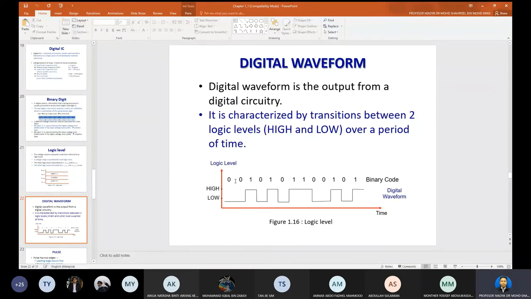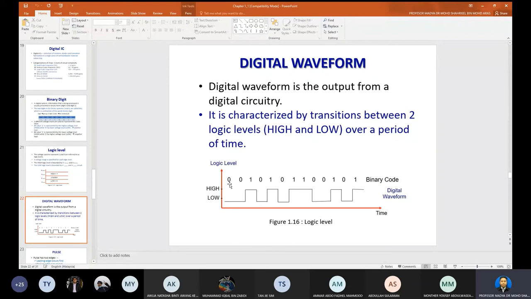Some digital waveforms we can draw like this, in series. For example, this binary code in series. Another one that I mentioned to you is the parallel, also in parallel. For example, we have waveform number 1 is 0, waveform number 2 is 0, waveform number 3 is 1, waveform number 4 will be 0, waveform number 5 will be 1, 0, 1, 1. So that is in parallel.